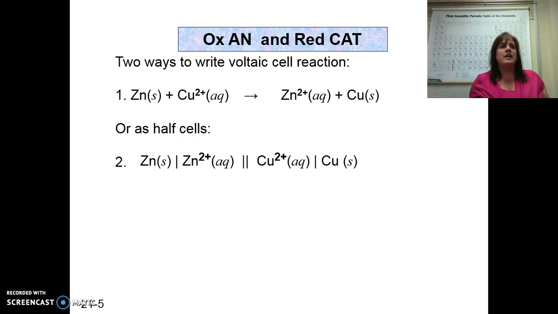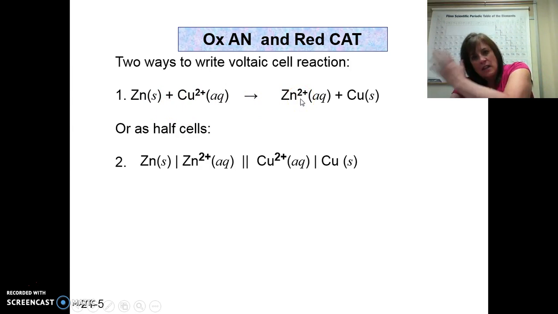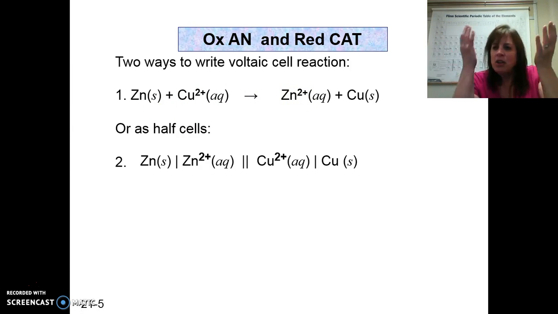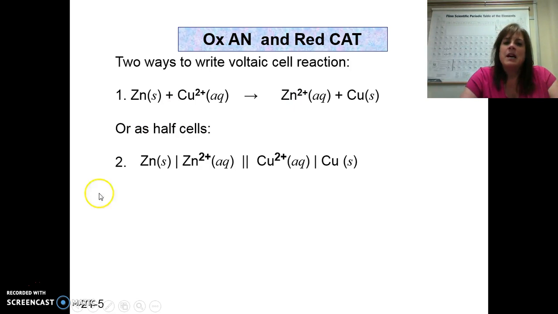Now, there are two ways to write these equations, and you'll see them both ways, and that's why I wanted to put them out there like this. There's the overall reaction, which you saw on the last slide: zinc solid plus copper 2+ ion yields zinc 2+ plus solid copper. That would be a normal reaction equation, but sometimes you see that equation abbreviated into half-cell equations without arrows. So instead of arrows or pluses, we have little slashes.